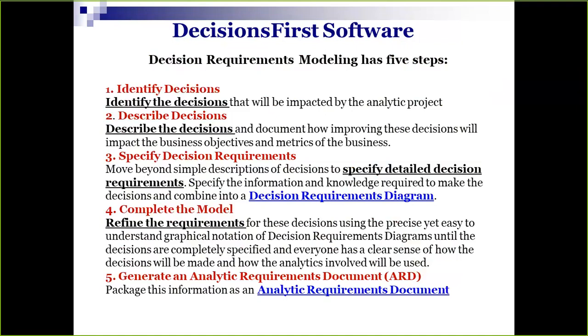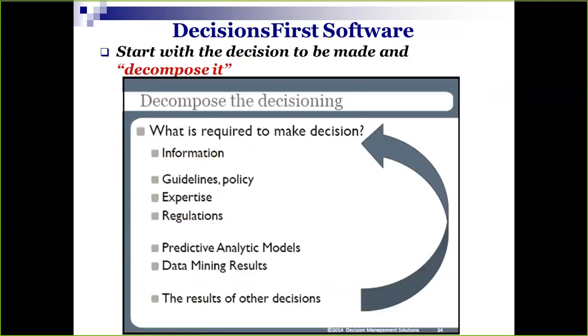Finally, when you're convinced that you have outlined the decision process as thoroughly as possible, you need to generate something called an analytics requirements document. You'll hear me refer to it as an ARD. And that's what you're going to produce. You're going to produce an ARD that thoroughly outlines a decision of your choosing, more about that later, using the DecisionsFirst software, and that will be part of your first assignment. I'll come back to that, as I said, at the end.